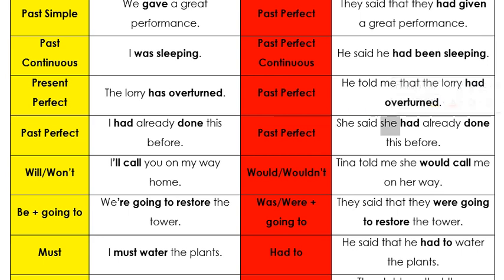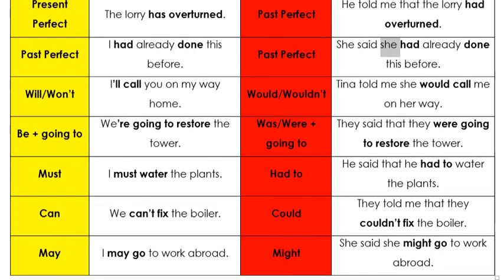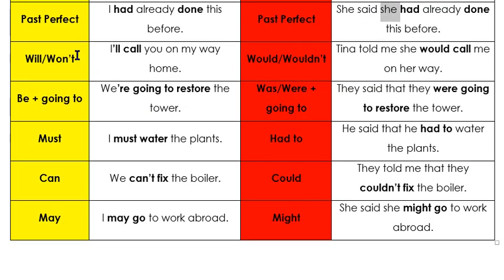Okay, then will or won't, which is future simple, changes to would or wouldn't. Am, is, or are going to, was or were going to. Must, the modal verb must, changes to had to, can, could, and may, might.